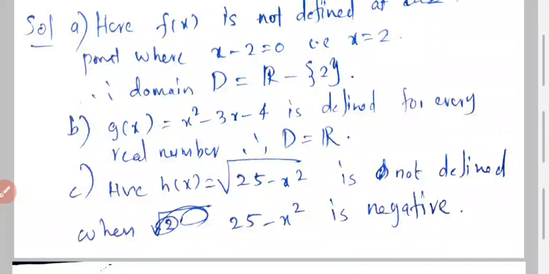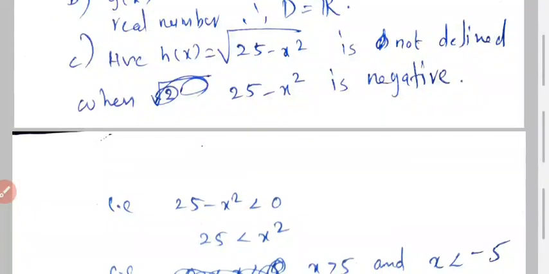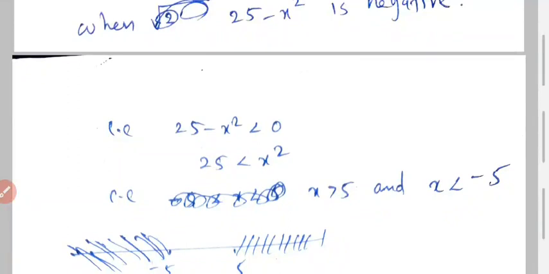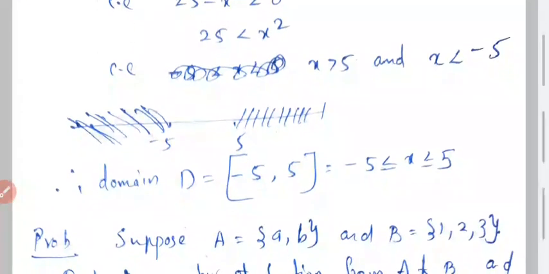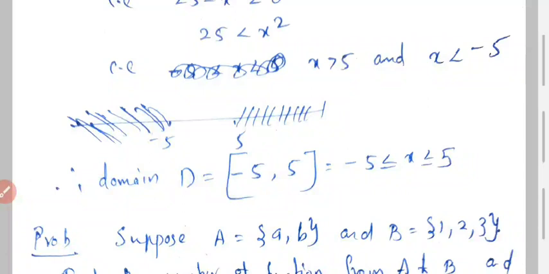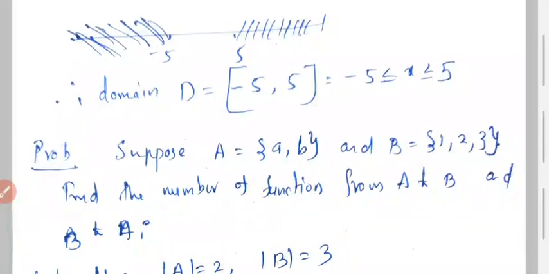But in the third problem, h of x equal to square root of 25 minus x square. Note that we have seen that under the real number system, the square root of a negative number is not defined, right? So when 25 minus x square is negative, we can't define it under the real number system, right? So 25 minus x square is negative means what? x is greater than 5 or x is less than minus 5. So you have to exclude that portion. So the domain is what? Interval minus 5 to 5. Okay, closed interval minus 5 to 5.